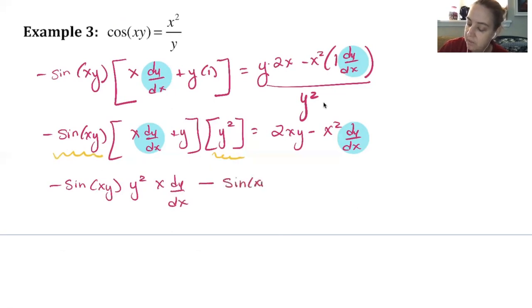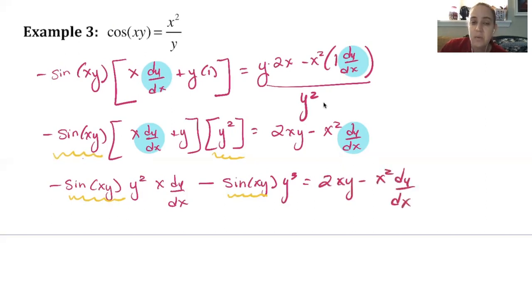Sine of xy, y cubed. Okay, so I distributed the sine of xy to x dy/dx. The sine of xy is glued together. Then I had the y squared that was on the outside, x dy/dx. And then that sine of xy again, y squared with y became y cubed. And the right-hand side is going to stay the same: 2xy minus x squared dy/dx.